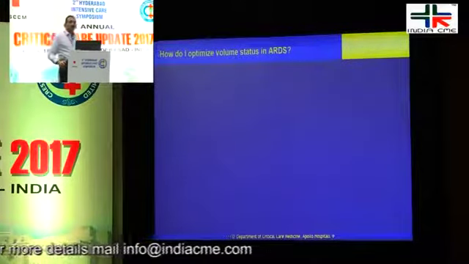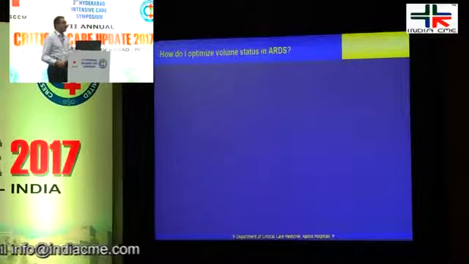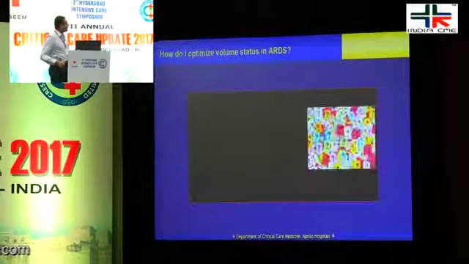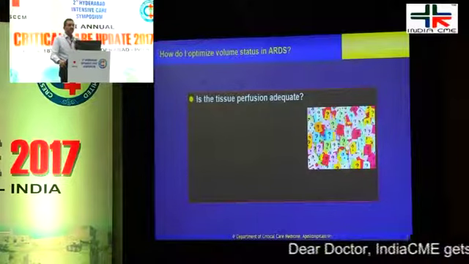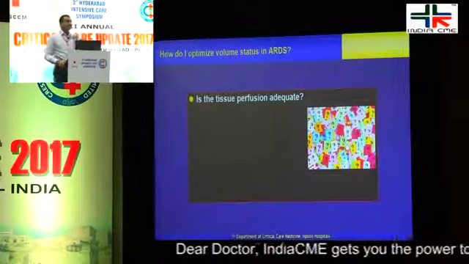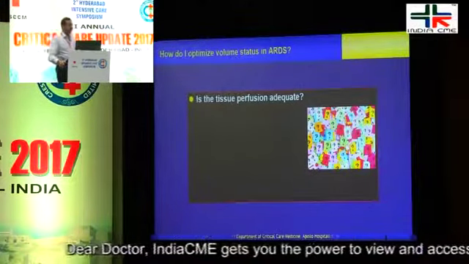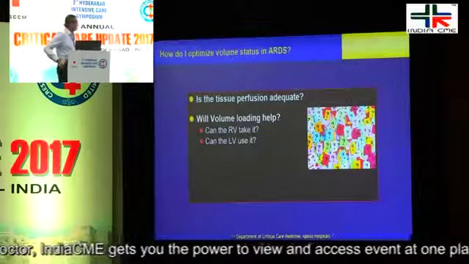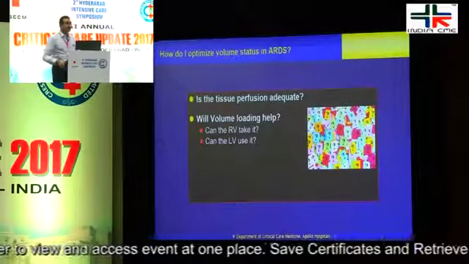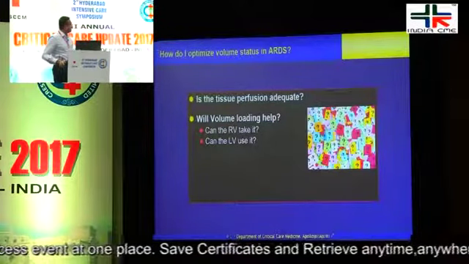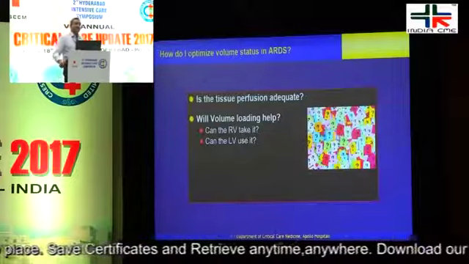So now, with that kind of an understanding, let me see if I can define my goals of optimizing volume in ARDS. My first question is going to be, is the tissue perfusion adequate, or in other words, is the patient in shock? That's the first question, obviously I need to know. Second question is, if the patient is in shock, is volume loading going to help? For that I need to answer 2 questions. Can the RV take it, and can the LV use it?